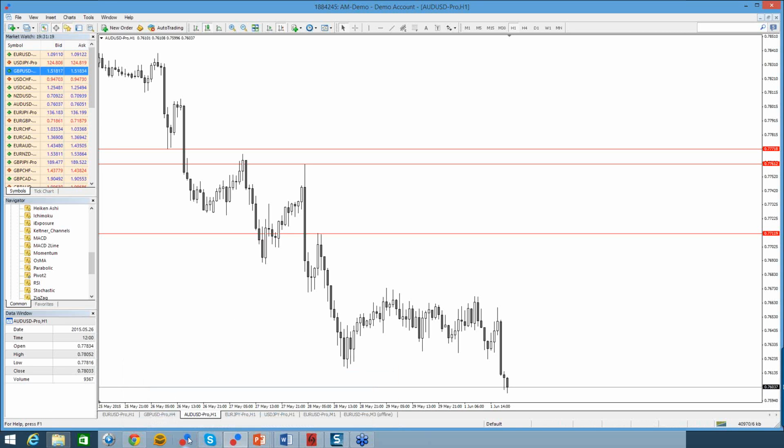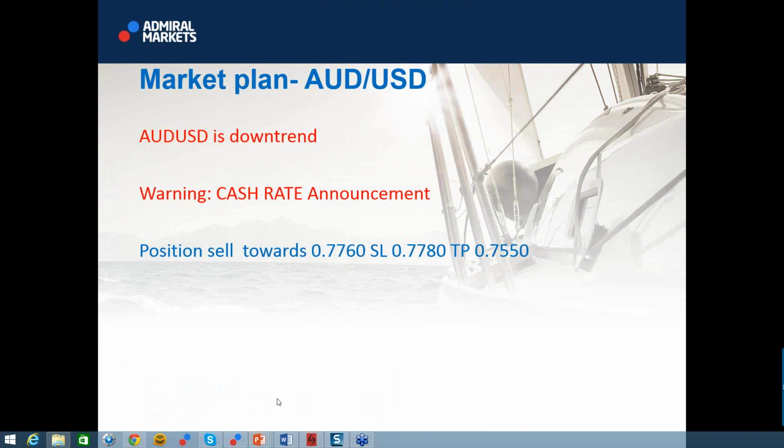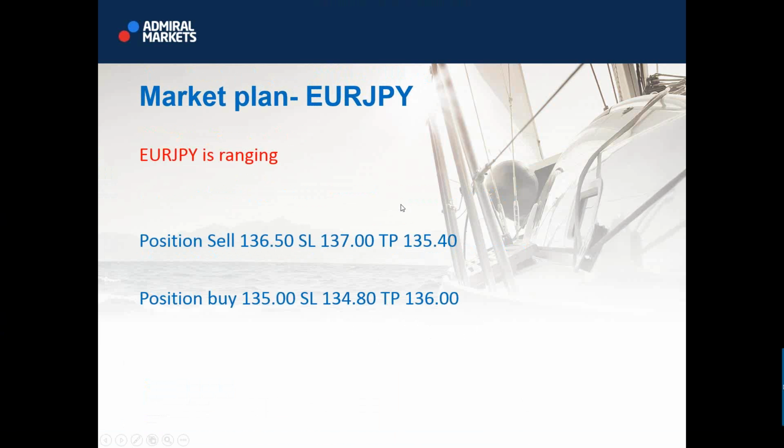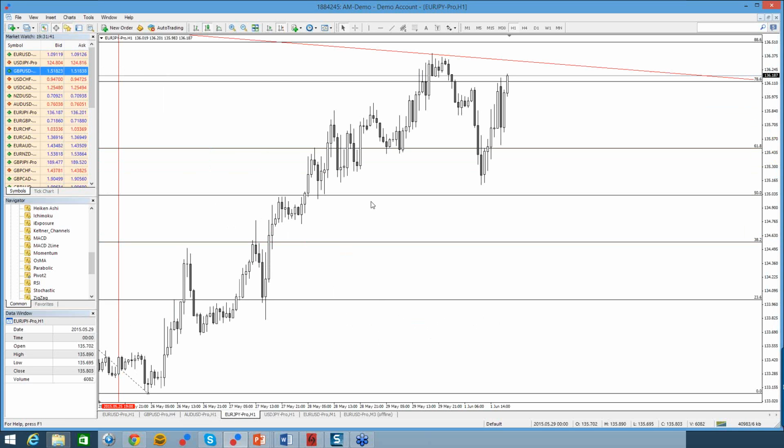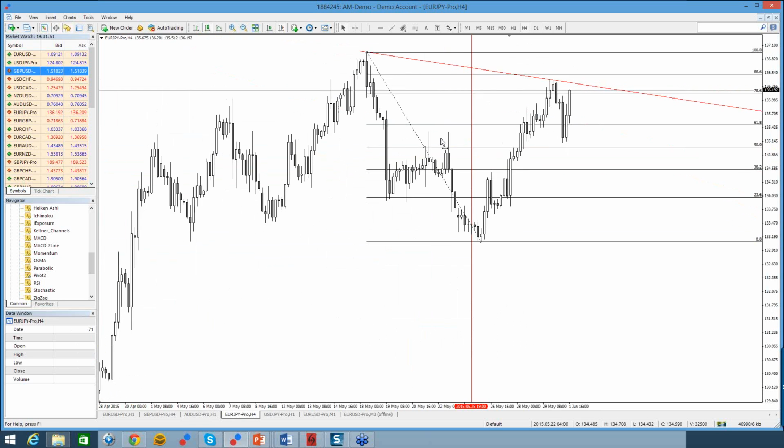Then there is another possible setup on euro yen. It's ranging again. It's going up and down, but I will try to sell at 136.50. Stop loss 137.00. Target is 135.40. Or eventual buy trade at 135.00, 134.80, 136.00. Euro yen is really going up and down, so you can see it's trying to hit our sell spot here, but it's seen on the 4-hour time frame. Okay, this is the 4-hour time frame.